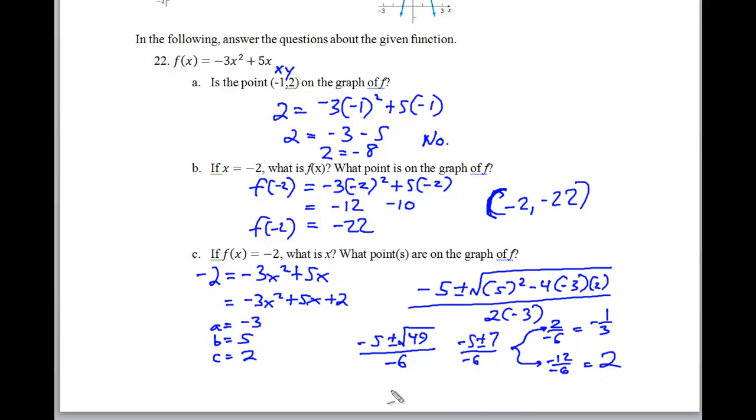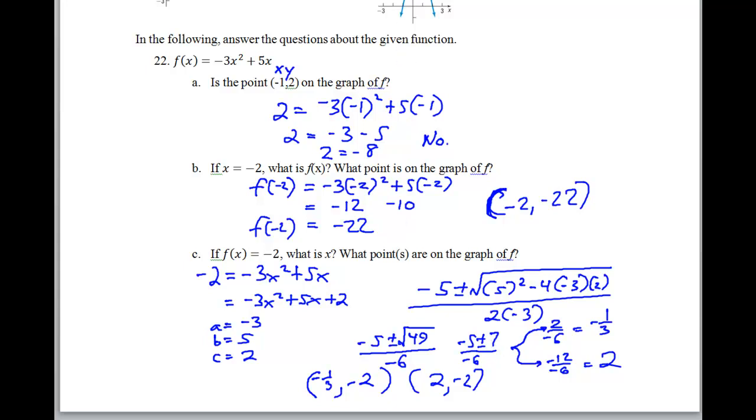So I have two answers to this problem. I have the answer at the y value of negative 2, I'm going to have negative 1/3 for my x, and I'm also going to have 2 for my x at my negative 2 for my y. So, a pretty involved problem using the quadratic formula.